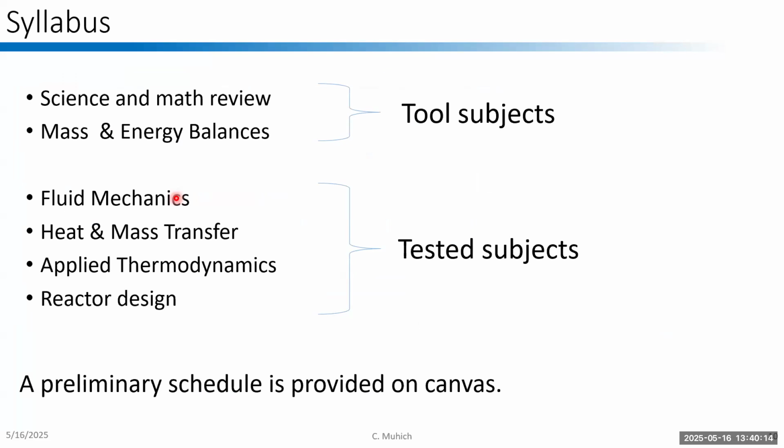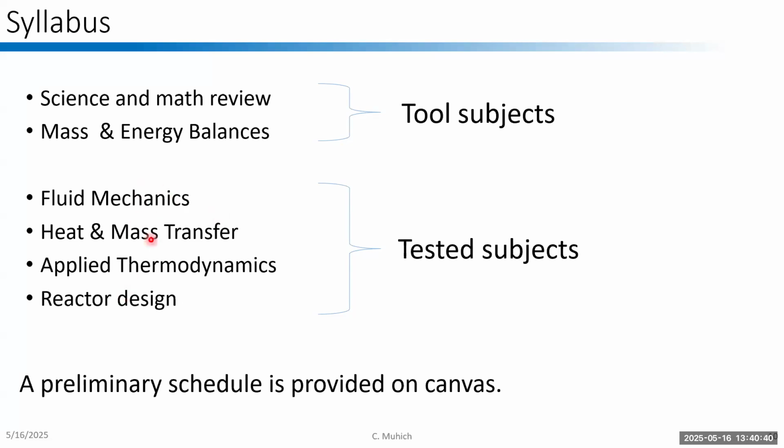To cover these topics, we've broken them up into two general concepts. We're calling them our tool subjects, so this is math and science review, and mass and energy balances, as well as our tested subjects: fluid mechanics, heat and mass transfer, applied thermodynamics, and reactor design. These will be our 4 exams, and these will be what's tested.